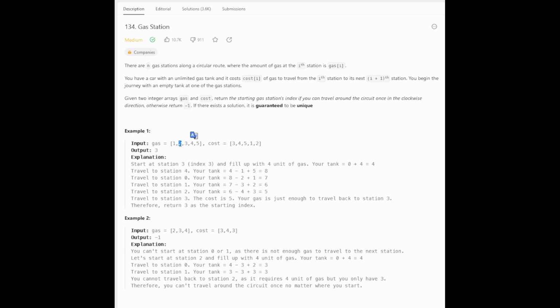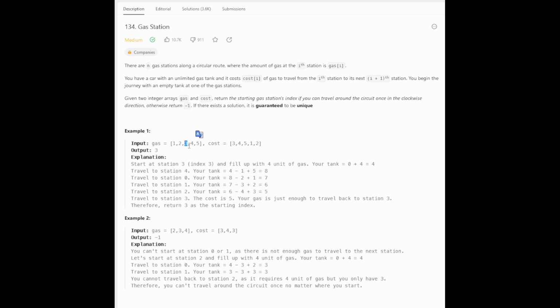We have 4 in our tank, and pick up another 2 gallons. So we have 6. Great. It's going to cost us 4 to move to the next position, which we can afford. So 6 minus 4 is 2. So when we move to this position, we have 2 gallons left in our tank. And we are so close, we need to move 1 more spot to get back to where we started and say that this was a valid starting index for a circle, for a circular route. So all we need to do is move on to the next one.